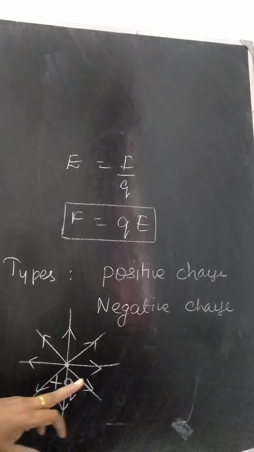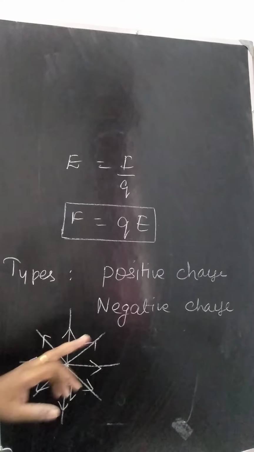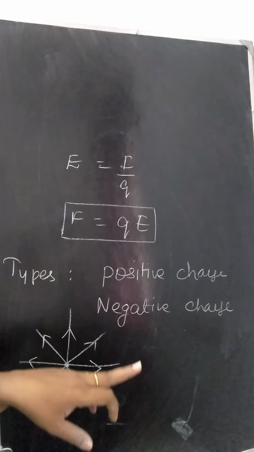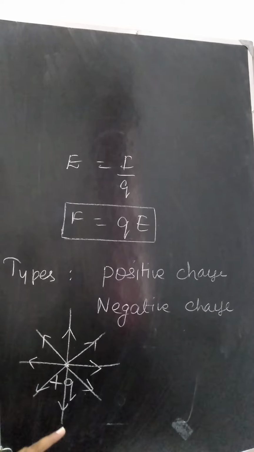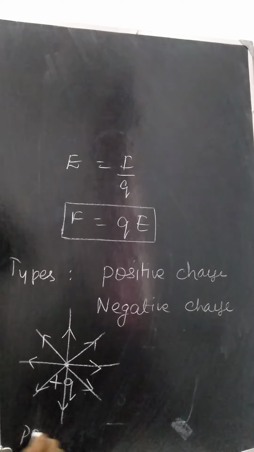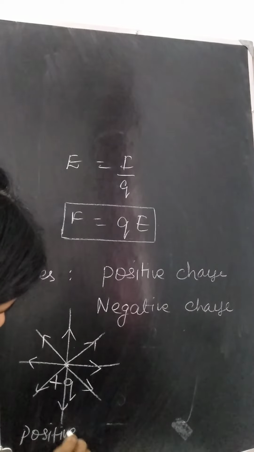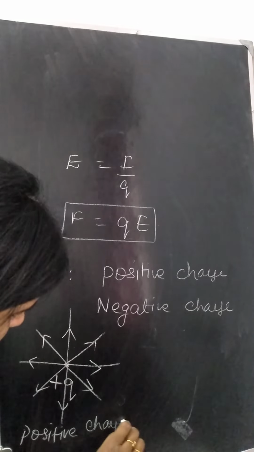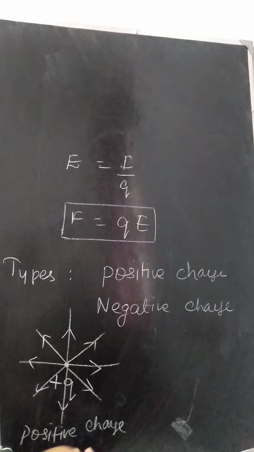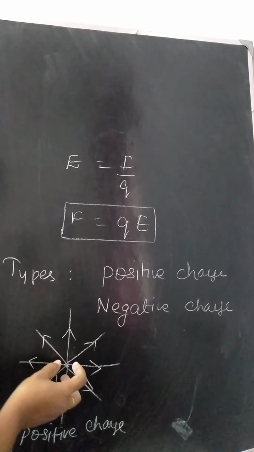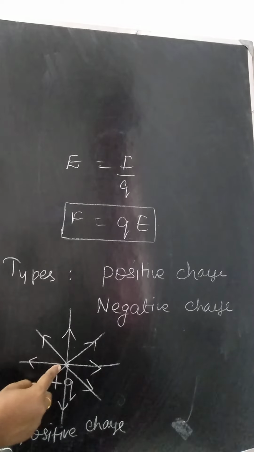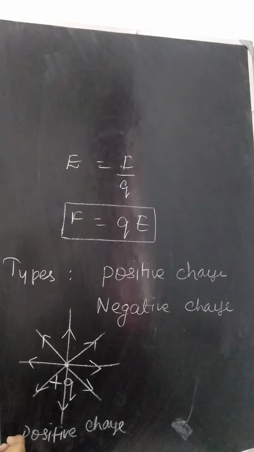Electric field, how to represent the electric field? By using the field lines we can represent the electric field. If the lines are moving from the charge, that means it is a positive charge. This is the way to represent the electric field lines. Whenever we are going closer to the charge, the electric field is more.